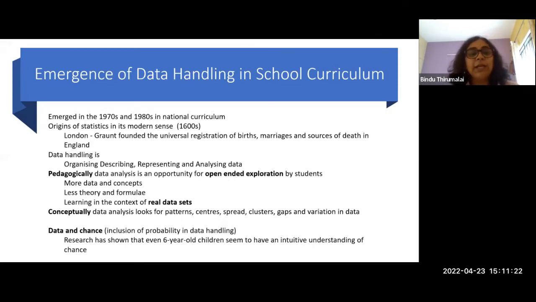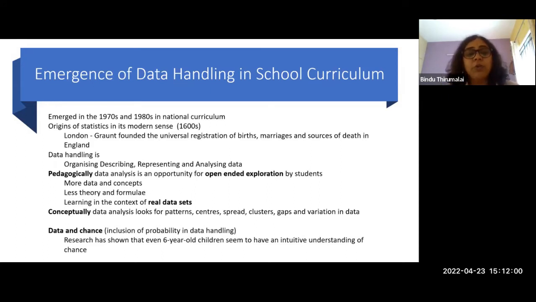Now, basically, what is data handling? Data handling is organizing, describing, representing, and analyzing data. That's what it is. And as you go into higher classes, you have special techniques and tools to do the work of data handling. But in the primary stage, it's really about these four things: organizing, describing, representing, and analyzing data.